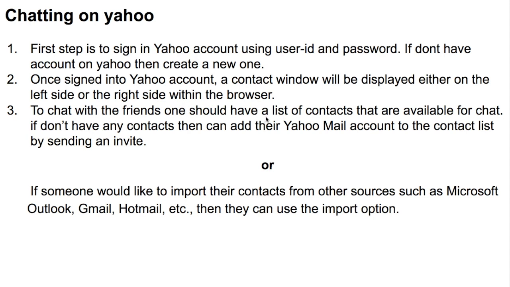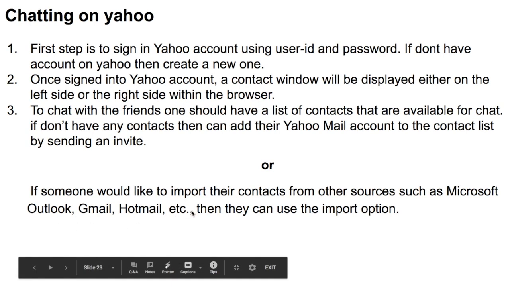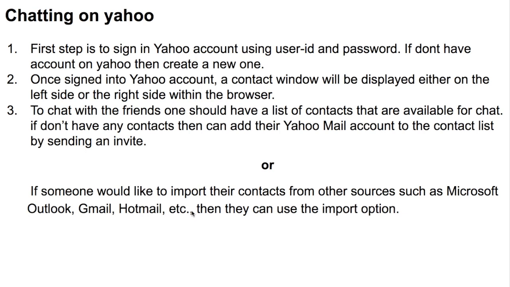Now, to chat with friends, one should have a list of contacts. This is basically the difference between chatting on Yahoo and chatting on Gmail. In Gmail, you are just using the Gmail addresses. By clicking on that address, you can chat with your friends. But in Yahoo, you should have a list of contacts available. If you don't have the list of contacts, then you can add their Yahoo mail account to the contact list by sending an invitation. You can use one other option also: if someone would like to import their contacts from other sources such as Microsoft Outlook, Gmail, Hotmail, etc., then they can use the import option.